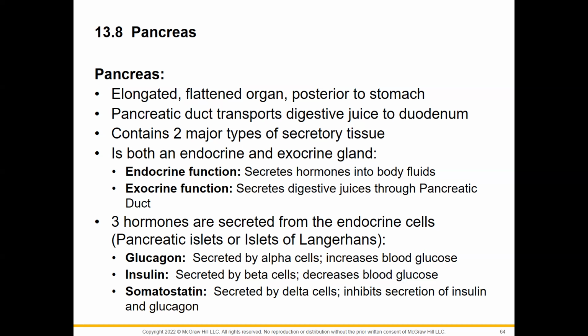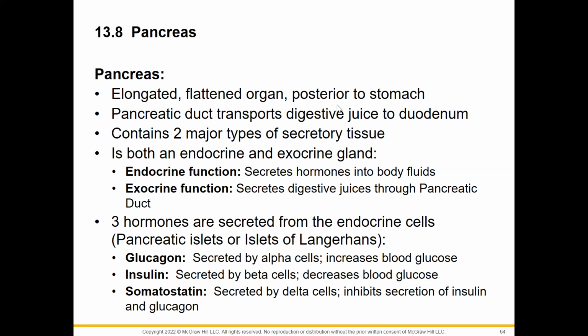So, at the superior aspect of the abdominal pelvic cavity, just behind the stomach, you have this elongated, flattened organ called the pancreas. The pancreas has a duct that runs along the length of it. That pancreatic duct will transport exocrine secretions that the pancreas produces. These exocrine secretions are digestive juices.